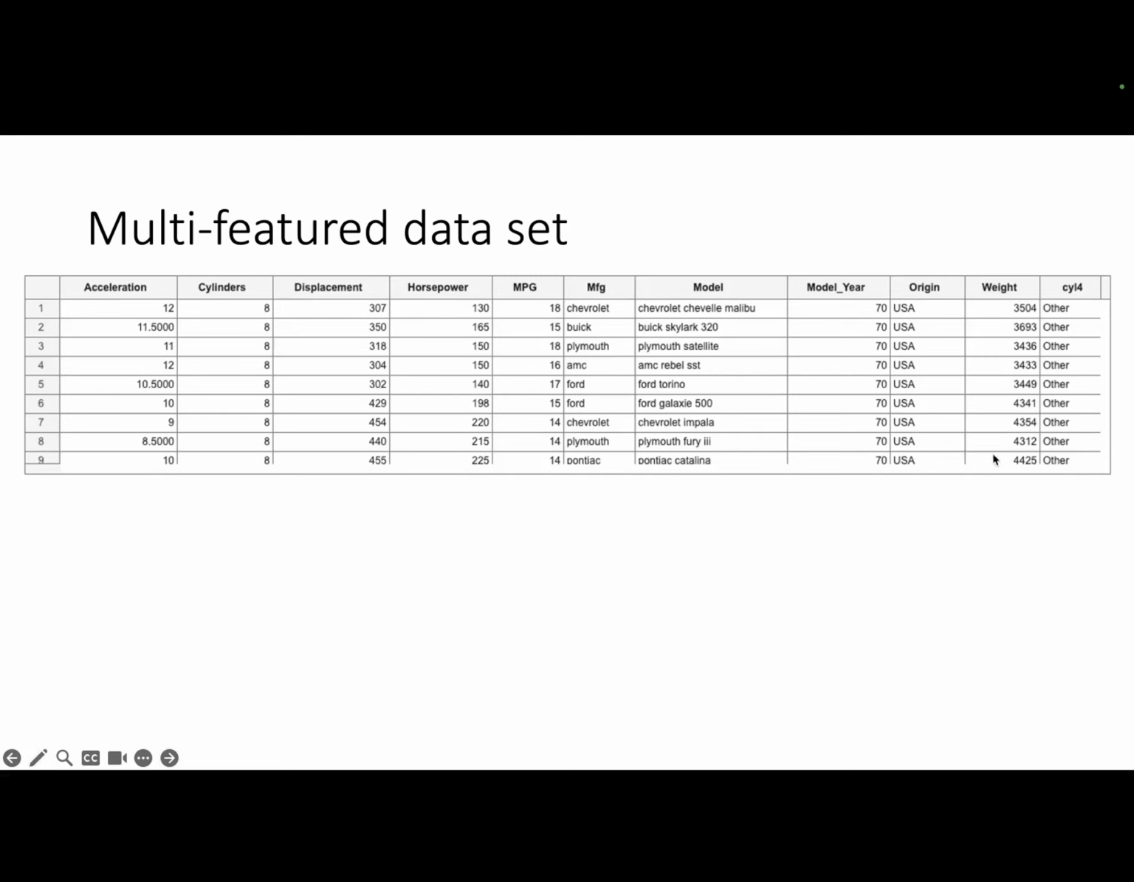At lahat ng mga features na yan lead to kung gaano kalakas yung consumption ng isang kotse. Okay? So, yan yung ibig sabihin ng multi-featured na dataset. Marami mga features that lead to a particular output.